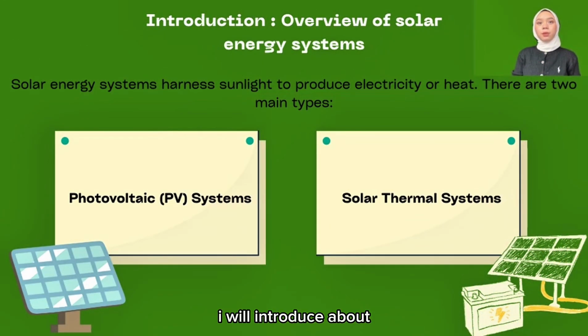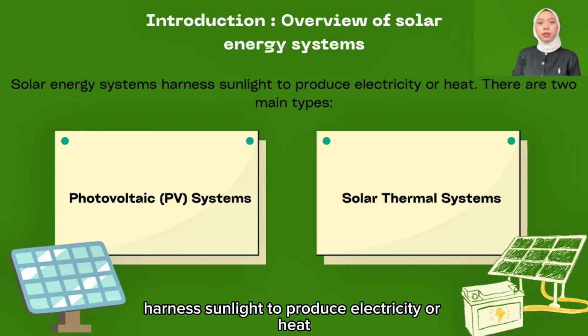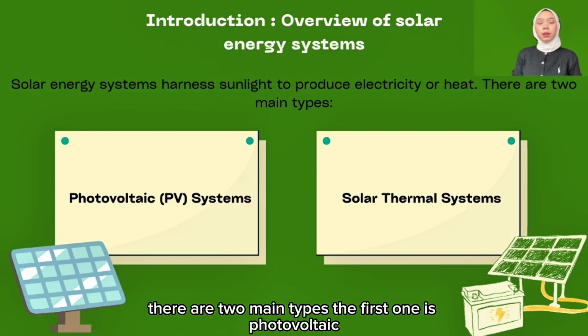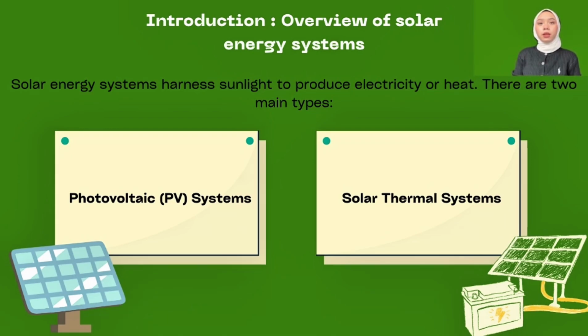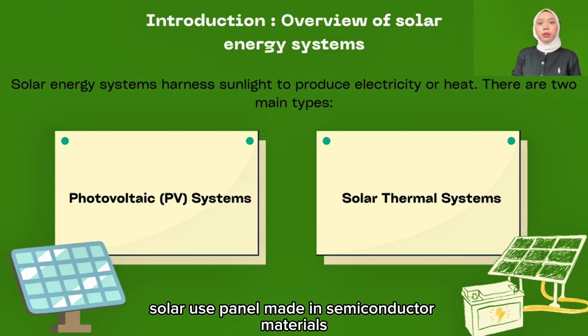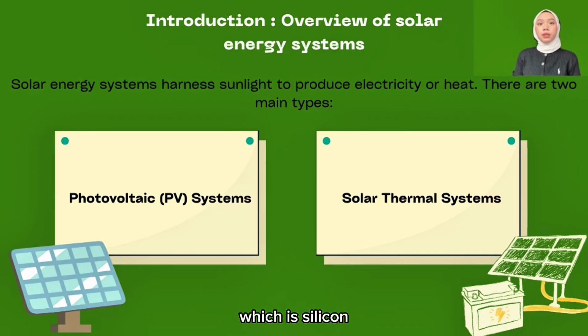I will introduce an overview of solar energy system. Solar energy systems harness sunlight to produce electricity or heat. There are two main types. The first one is photovoltaic, which is PV. PV systems use panels made of semiconductor material, which is silicon, to convert sunlight directly into electricity. Commonly used in residential, commercial and utility scale power generation.